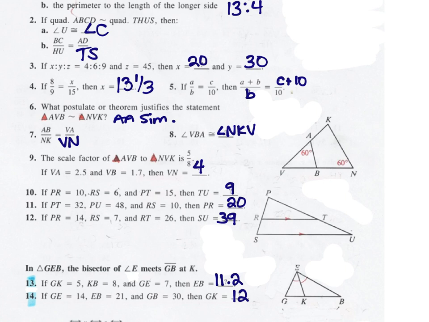4, X should be 13 1/3. Actually, the way it will be entered into it, this would be 40 over 3. So just keep that in mind, that on your test, you're going to write it as an improper fraction. And then 15, the bottom would be B, and the top would be C plus 10.